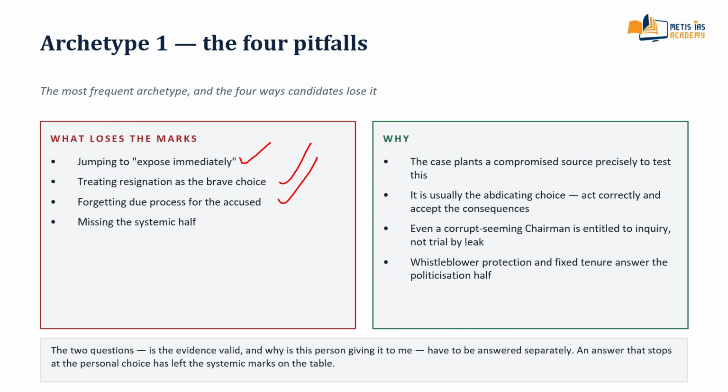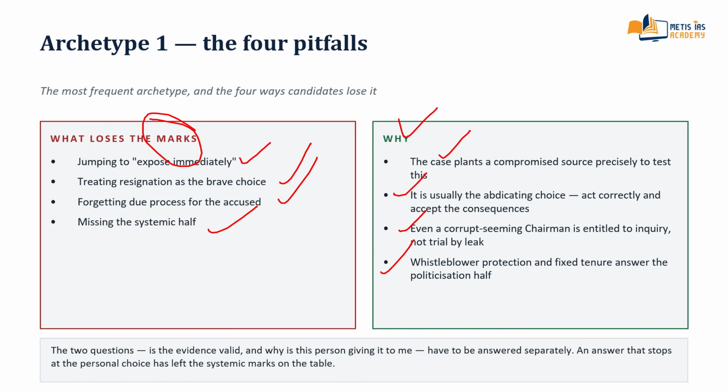Then fourth one, missing the systemic half. What is the systemic half? Whistleblower protection, fixed tenure, a transparent civil services board. That is where the politicization half of the question is really answered, and the answer that stops at the personal choice has left those marks on the table. So the case plants a compromised source precisely to be tested. So these are the pitfalls, what loses marks, and why.